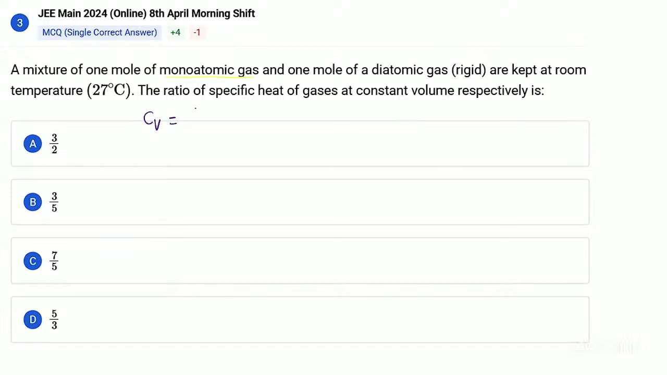Specific heat at constant volume is C. For monatomic gas, it will be 3 by 2R. And for diatomic gas, and this is rigid. What do you mean by rigid? Rigid means that it is not vibrating. If it is a non-rigid molecule, then it will vibrate, so 2 extra degrees of freedom it will possess. But now it is rigid, so the degrees of freedom it will possess is 5. So it is 5 by 2 times R. This is for mono and this is for dia.